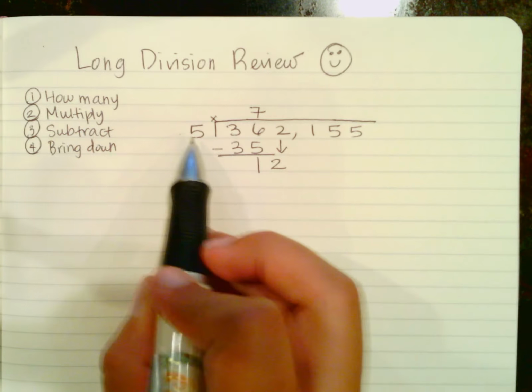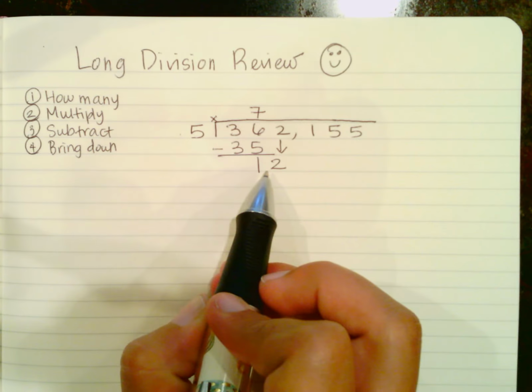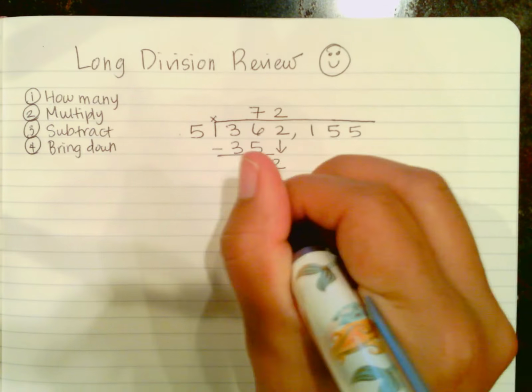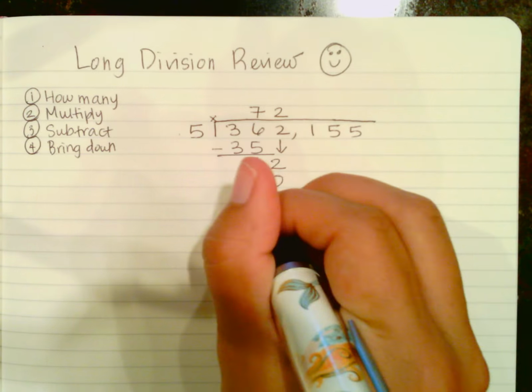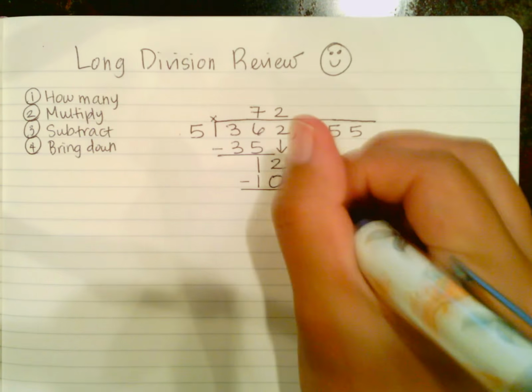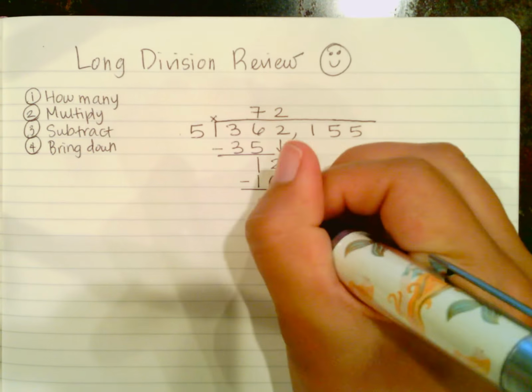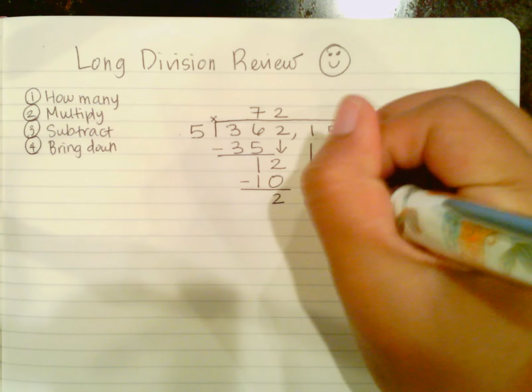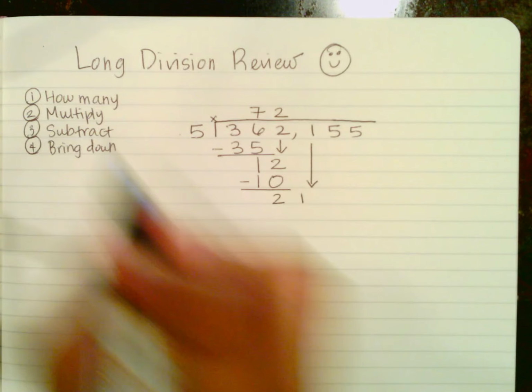How many times does 5 go into 12? That's 2 times. 5 times 2 is 10. That's our second step, multiply. Third step, subtract. 2 minus 0 is 0. 1 minus 1 is 0. So we just subtracted. Now our fourth step is bring down. So we bring down the 1. Now we're back at number 1.